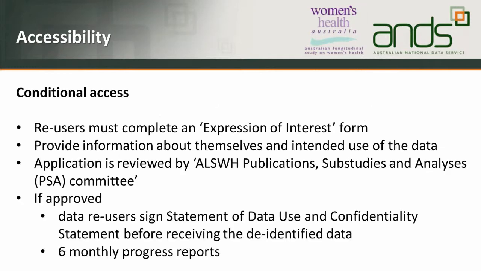So I want to talk about how an investigator or a reuser would get access to our survey data. As we explained, this is all on the website, but they must first complete an expression of interest form, and in particular they'd say who they are, why they are a serious researcher, and what they want to find out from the data, and that would be reviewed by our publications sub-studies, that's the BSA committee.